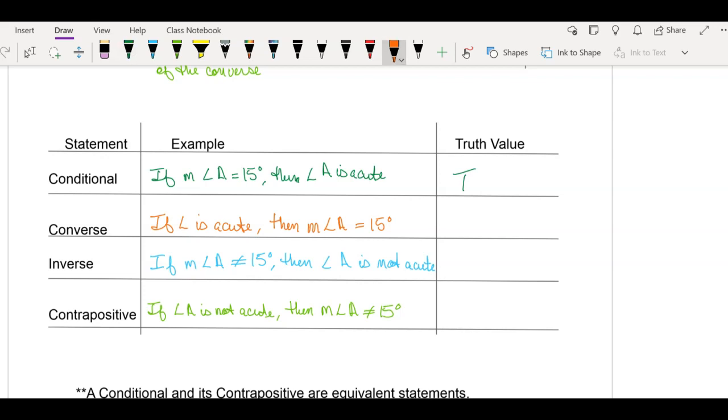The converse statement: if angle A is acute, then the measure of angle A is 15 degrees. I'm going to say that this one is false. Why is it false? Well, it doesn't have to be 15 degrees. An acute angle is anything less than 90 and greater than 0. So we could have angle A be 45 degrees.